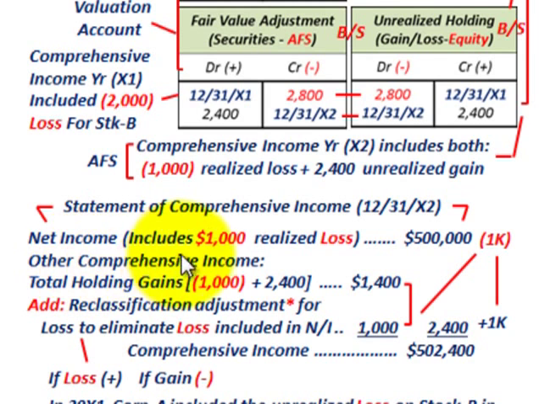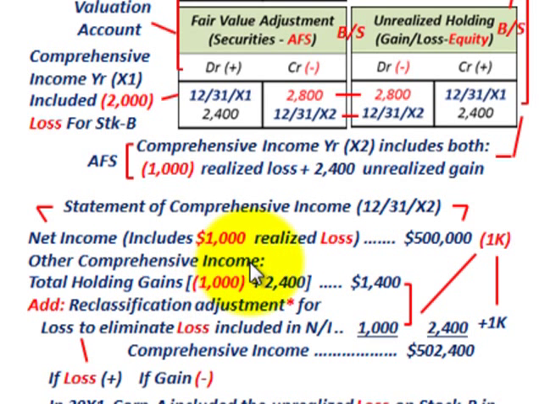Now, when you're dealing with this comprehensive income, we start with our other comprehensive income. And what that amounts to is the total holding gains here. And what we're talking about with holding gains here, in this case, because we sold that stock off, includes the realized loss here of $1,000. So our other comprehensive income includes that realized loss of $1,000, but it also includes this adjustment that we made, this unrealized gain here of $2,400 for the year here.